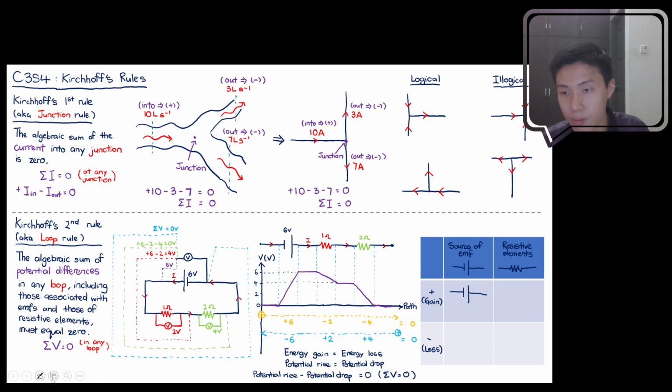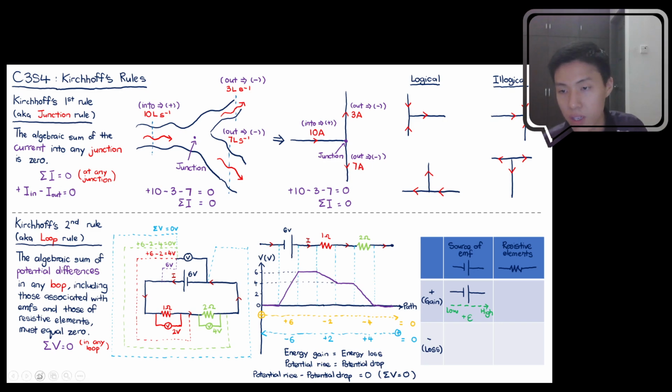Okay, so if I'm going through the battery, if I'm analyzing my loop in this direction, you can see that I go from low to high. And that's a gain of energy. So gain of energy, in this case, I'm going to use positive epsilon.